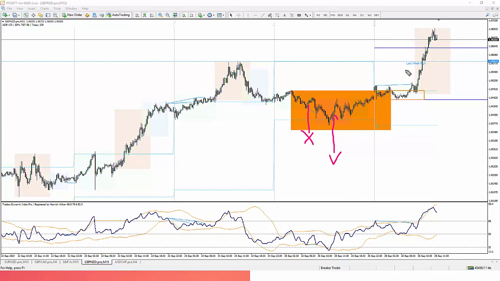Okay, because that would have been our order block there on this green candle here. Okay, so that would have been a lovely trade. Looking at, I don't know how many pips.